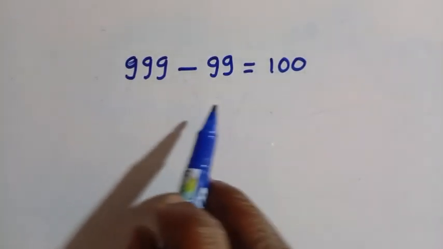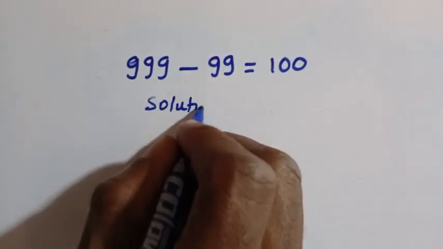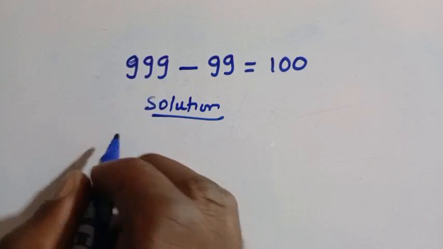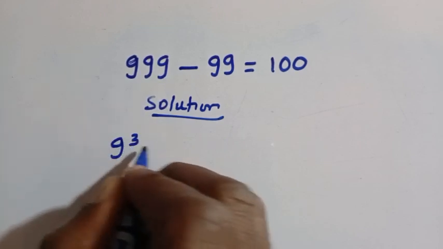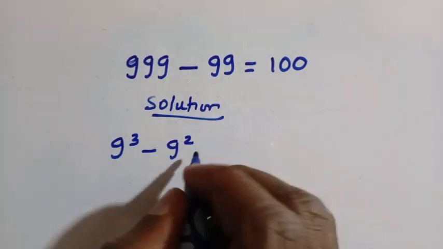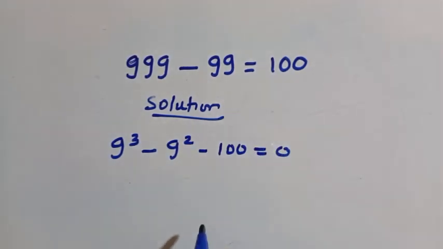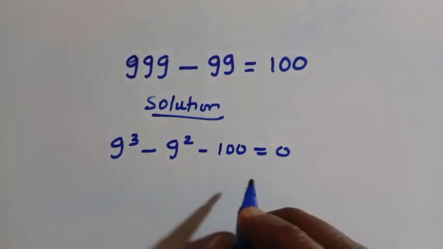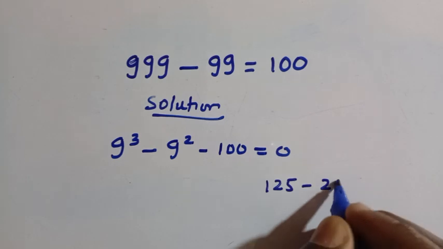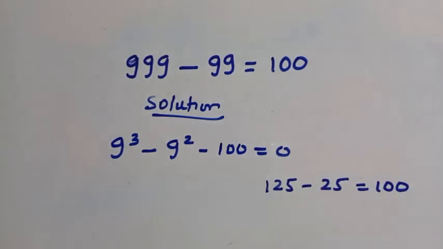How to solve for the value of g in these equations? We have a solution from here. Given that g multiplied by g gives us g raised to power 3, minus g times g, that is g squared. So when we take the ordinate here, we have minus ordinate equals 0. And let's note that if we have 125 minus 25, this equals 1 ordinate.